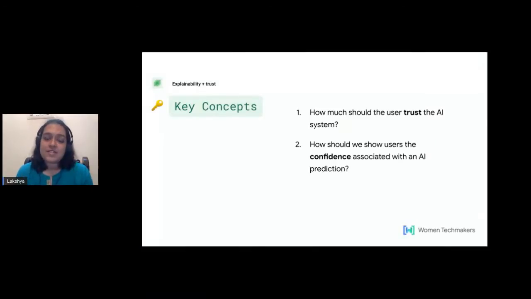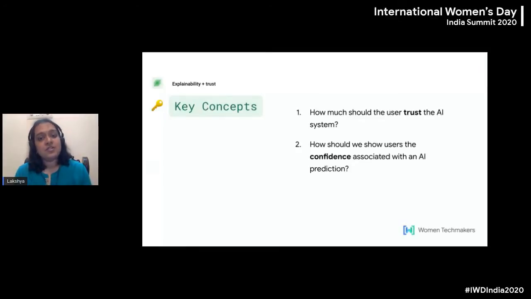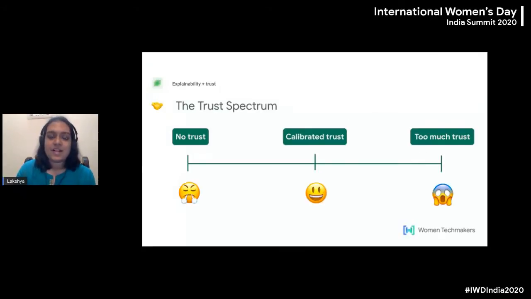The 2 concepts that we will primarily be covering in the next few minutes are: how much should the user trust your AI system? And the second question we'll try to address is how do we, as people building the software, give a certain confidence to our users on the prediction that we give them? So let's explore. Let's start with the first one, talking about trust.